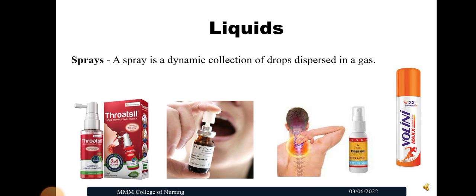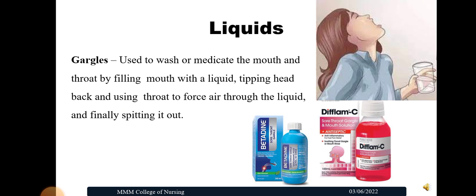A spray is a dynamic collection of drops dispersed in a gas. Sprays are available to treat conditions related to muscle pain, skin conditions and throat conditions. Gargling solutions are used to wash or medicate the mouth and throat by filling the mouth with a liquid, tipping the head back and using the throat to force air through the liquid, and finally spitting it out.